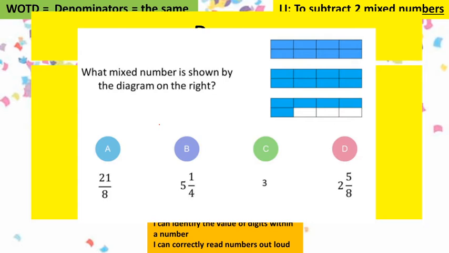Number 2, what mixed number is shown by the diagram on the right? So how many wholes have we got, and then how many fractions are left over? So just pause and decide whether you think it's A, B, C or D. Taking care that it does say mixed number. Okay, so we've got 1 whole, 2 wholes. We can see they're split into eighths. So 2 wholes and 1, 2, 3, 4, 5 eighths shaded. So D is the correct answer.